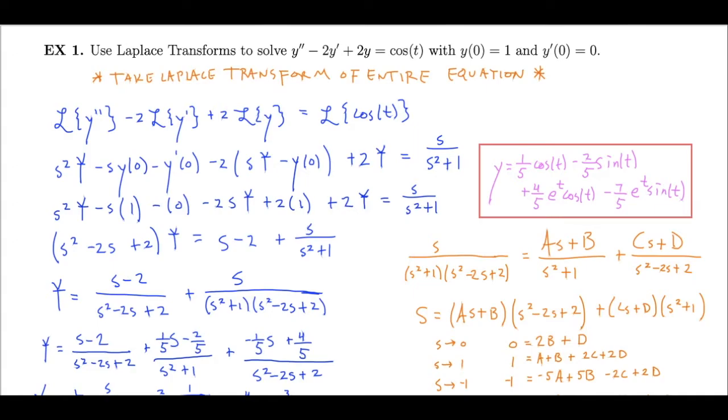So in a certain sense, one advantage of the Laplace transform technique is that it incorporates all of those steps into one method.